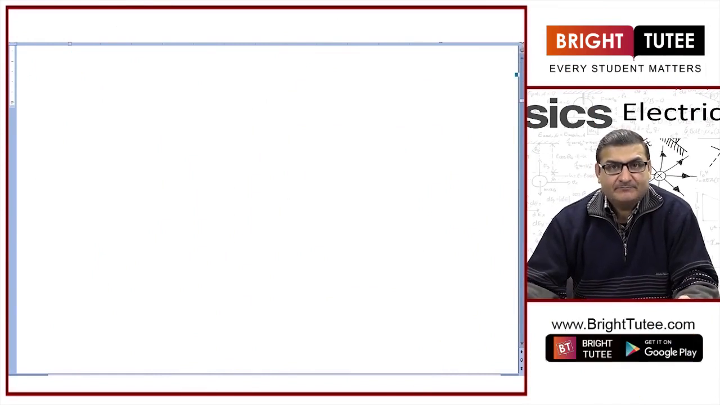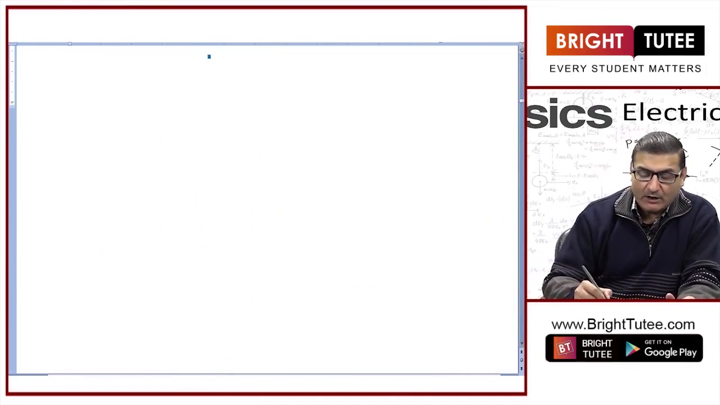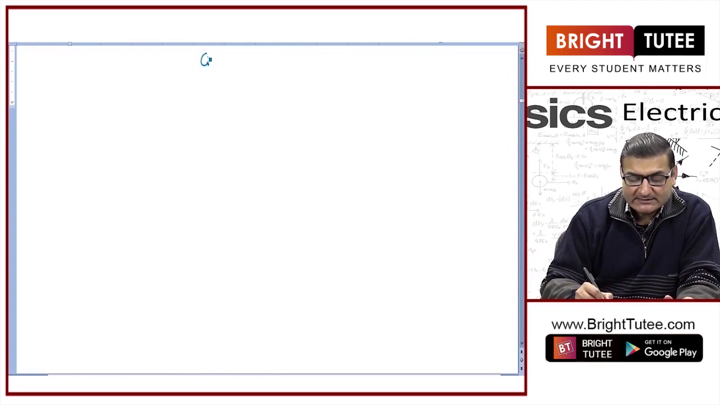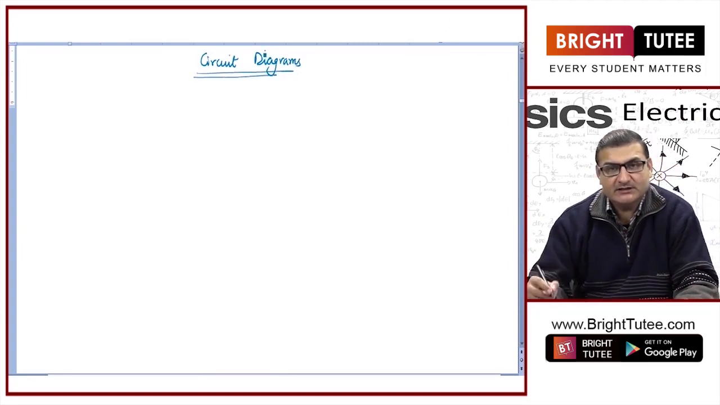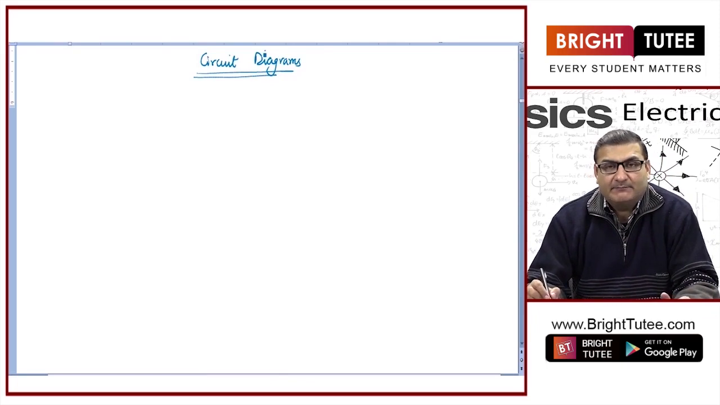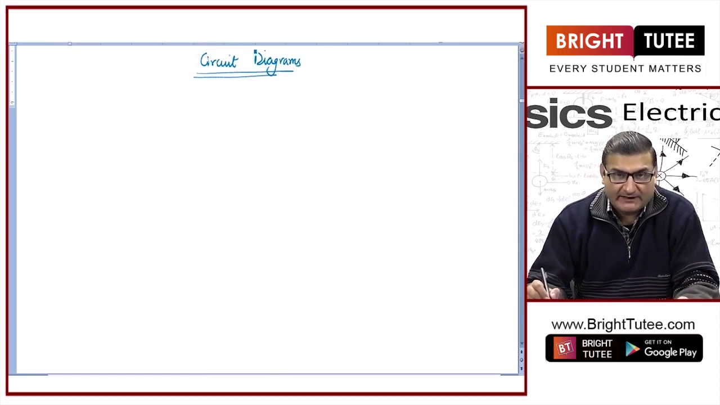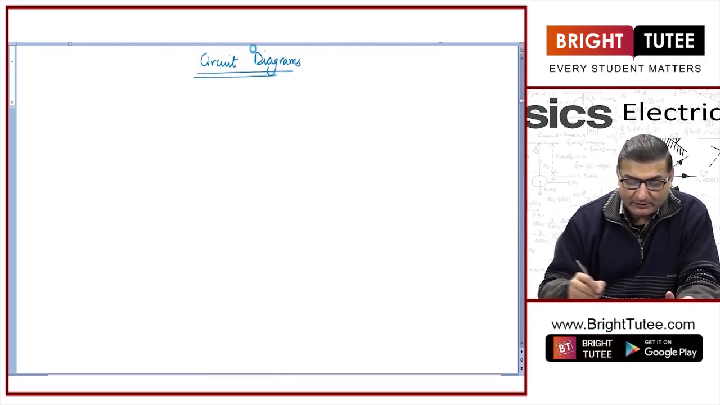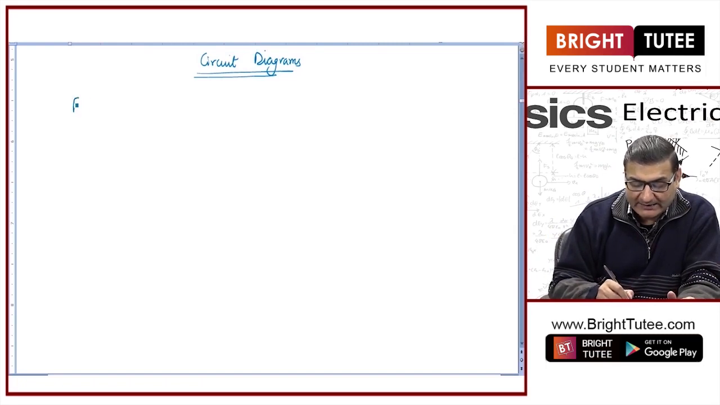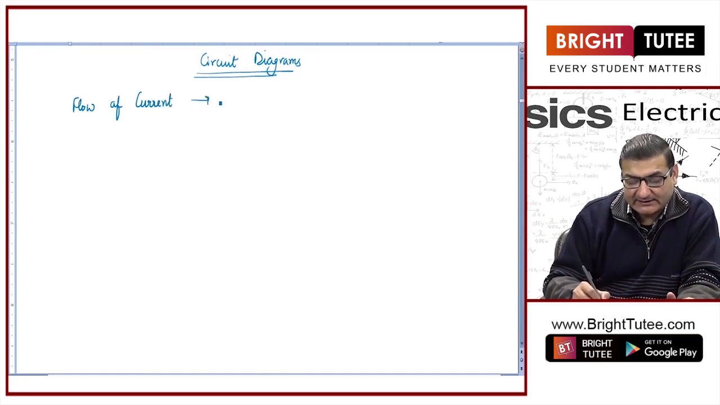Hello dear students, our next topic is circuit diagrams. Now, what exactly are electrical circuits and what are circuit diagrams? We will be studying this in this particular topic. First of all, we need to relate what exactly is the flow of current and in which direction we take it.